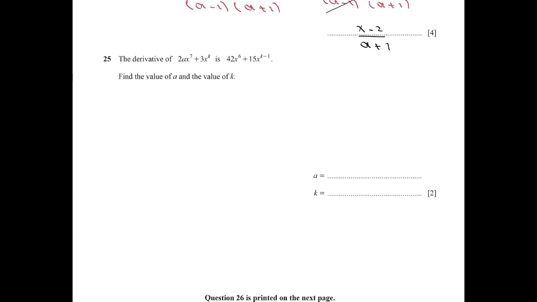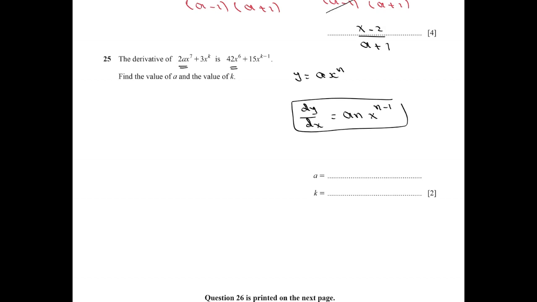Question 25. The derivative of 2ax^7 + 3x^k is 42x^6 + 15x^(k minus 1). We all know the rule of derivative: if y equals ax^n, then dy by dx is equal to anx^(n minus 1). By applying this rule to this problem, we can see that 2ax^7 is transformed into 42x^6.